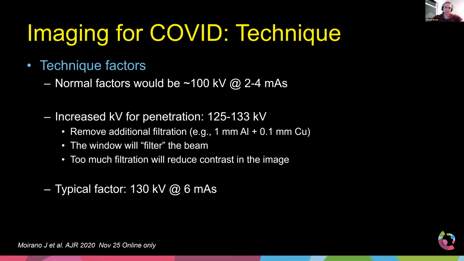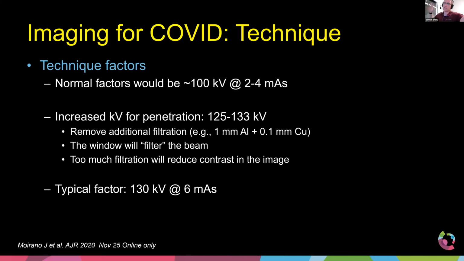So typically what's out there in the literature, typically what you would use is somewhere in the 120 to 130 range, and you're probably going to be about 6 mAs in time. You might go a little higher, 7 or 8, depending on the size of the patient and your distance. This is if you can get them up to the door.